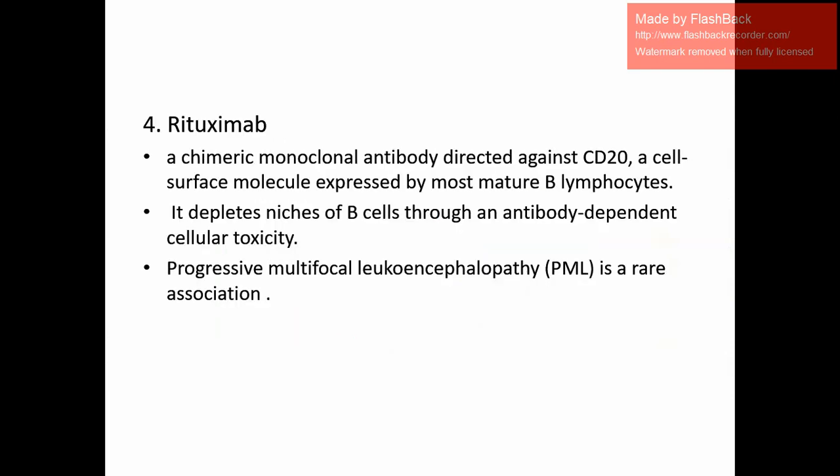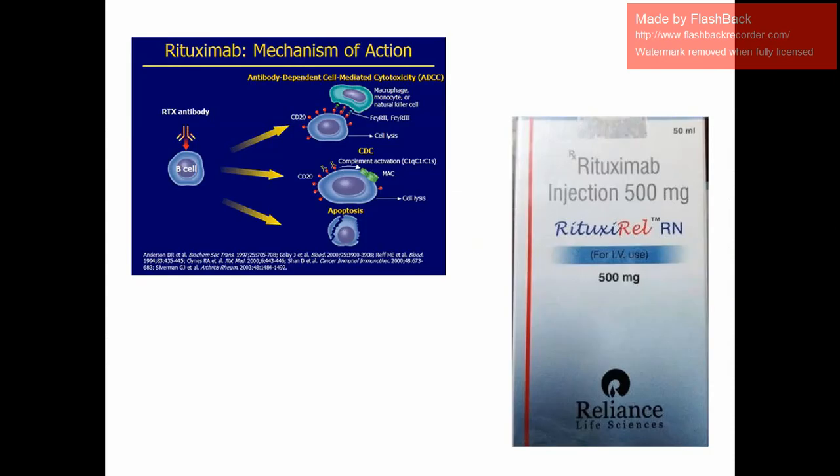Coming to rituximab, it is a chimeric monoclonal antibody directed against CD20, which is a cell surface molecule expressed by most mature B lymphocytes. It depletes niches of B cells through antibody-dependent cellular cytotoxicity. If the population of B cells is less in the joints, then the signs and symptoms of the patient will come down. PML is a rare association. This is the mechanism of action. Rituximab will cause apoptosis of B cells.